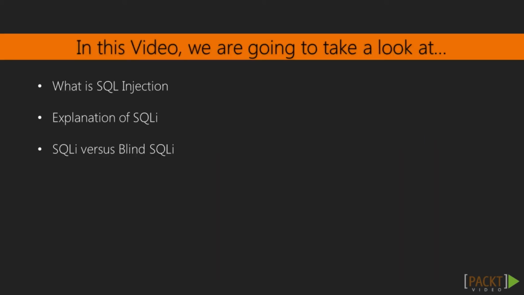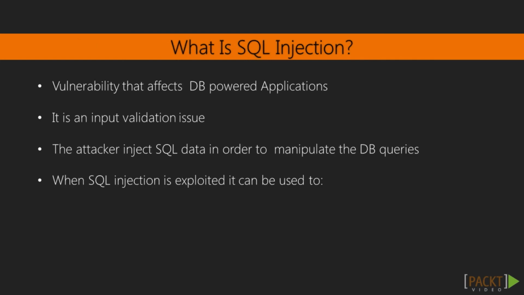We're going to start explaining what is SQL injection vulnerability, explain how it works, and then we're going to learn about the differences between SQL injection and blind SQL injection. What is SQL injection? It is a type of input manipulation vulnerability. As the name suggests, it is vulnerability where the attacker manipulates the web application in order to inject arbitrary SQL code into the application database.